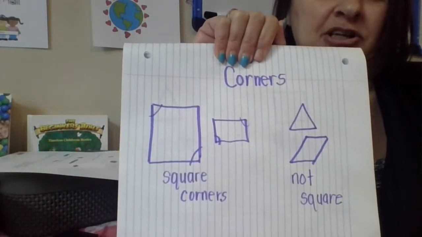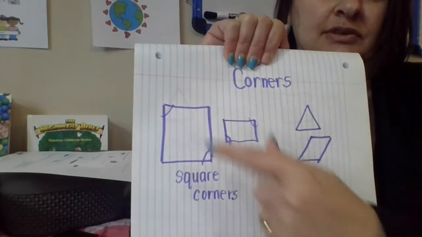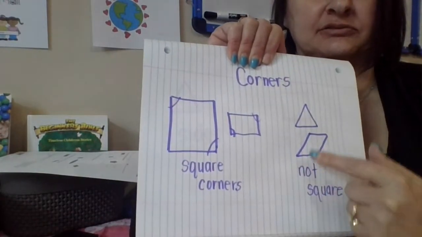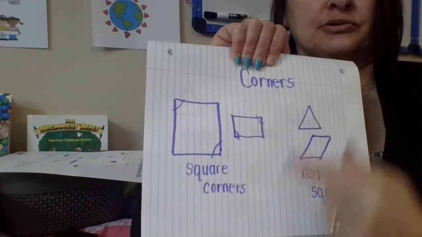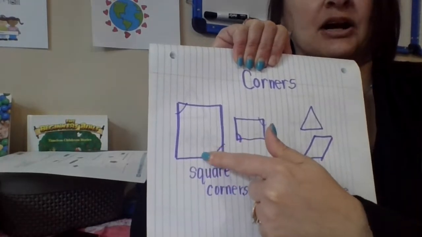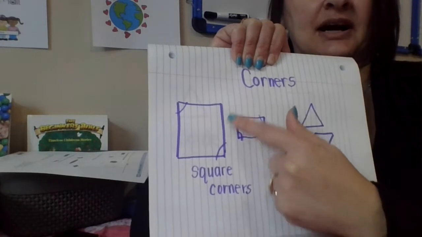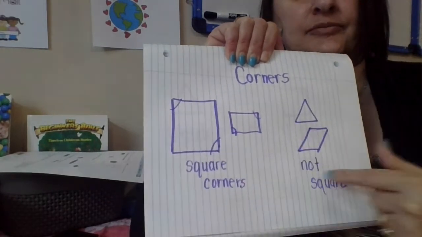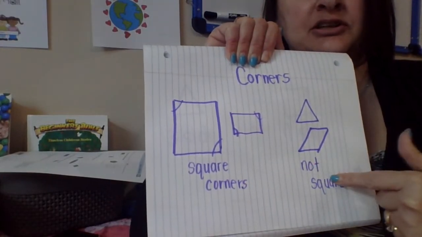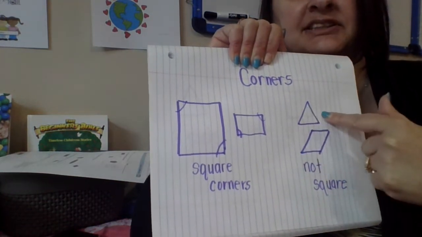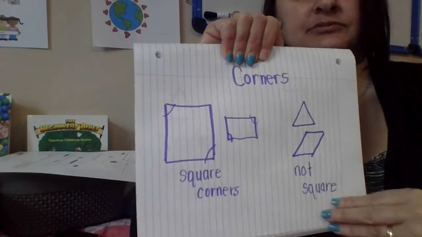Shapes with straight lines also have corners. This one has 1, 2, 3, 4 corners. This one has 1, 2, 3 corners. The corners can be square corners. That means they're corners like a square has. They're like an L. They can have corners that are not square, like these. These are not square corners.